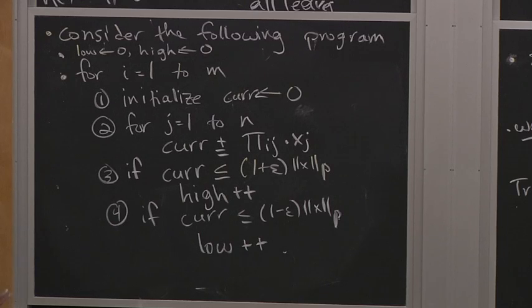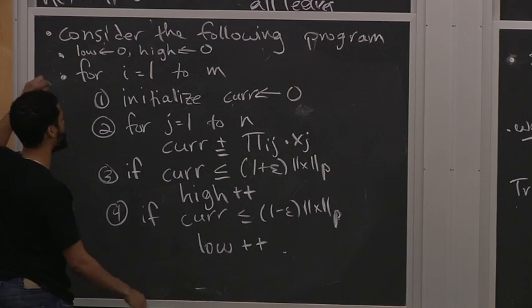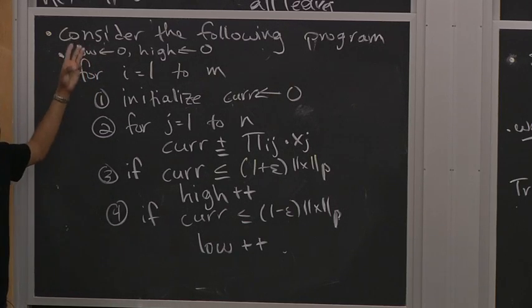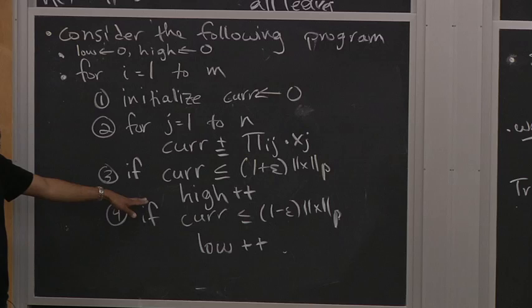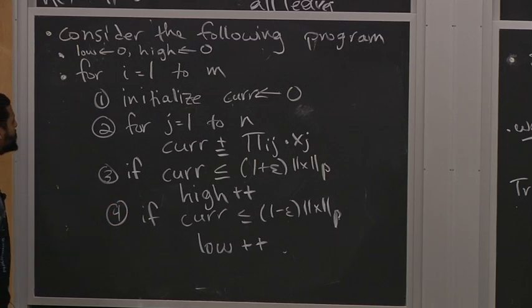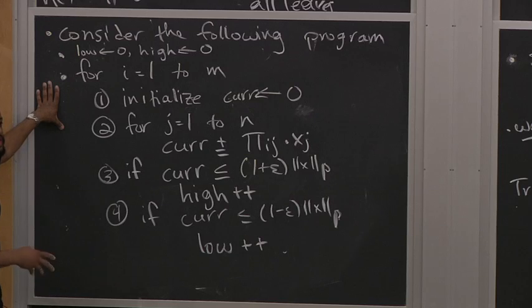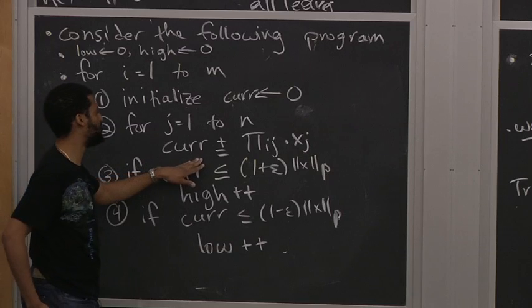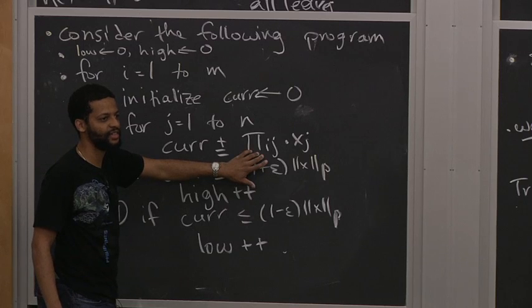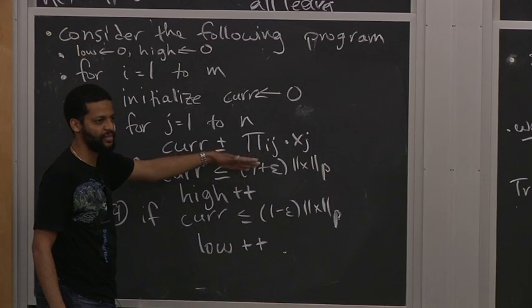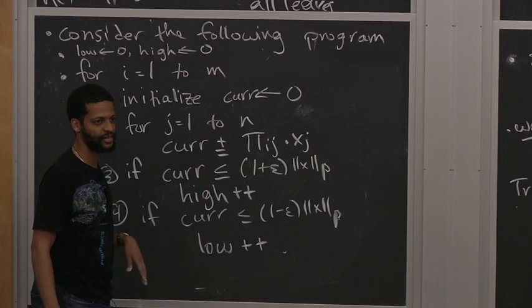This is my branching program. This is a space-bounded computation because this algorithm only maintains 3 counters. It maintains low, high, and cur. And low and high are each numbers that are at most m, so they take log m bits. Cur is going to take an amount of bits that's basically the precision that you need to store the pi_ij, and then you're adding up n of them. So log n plus that, right?